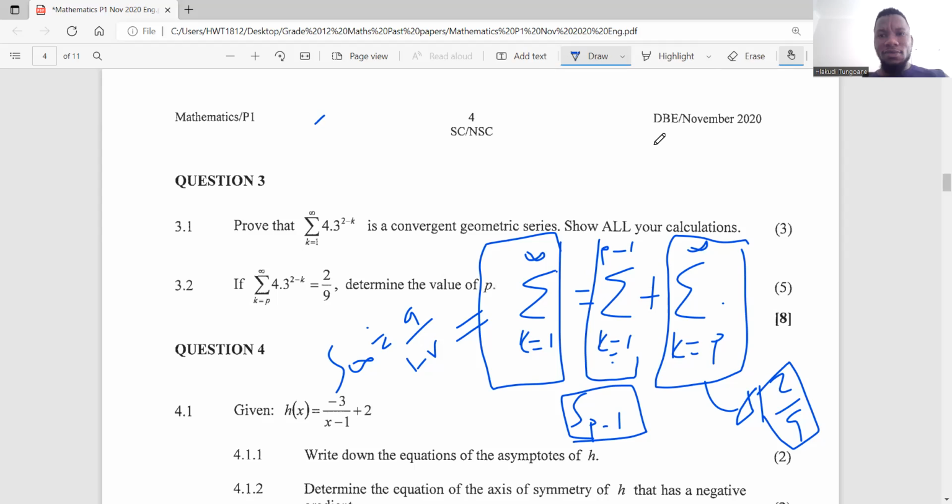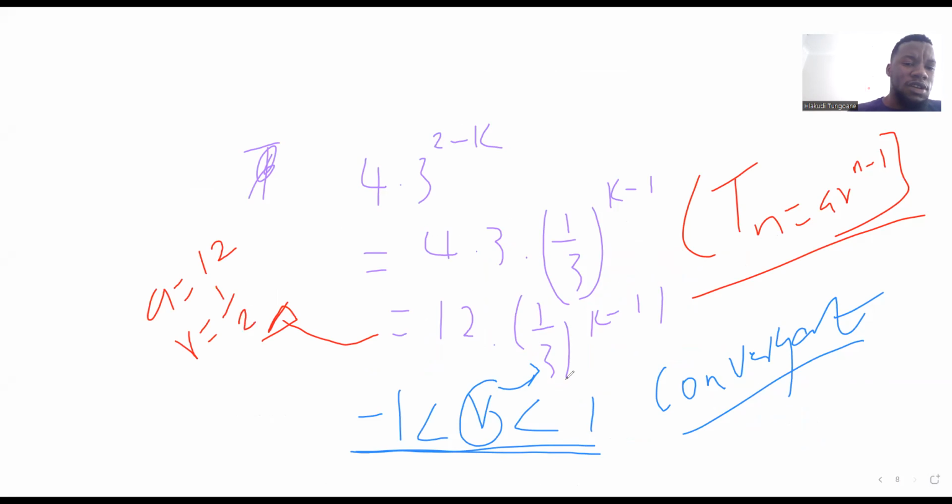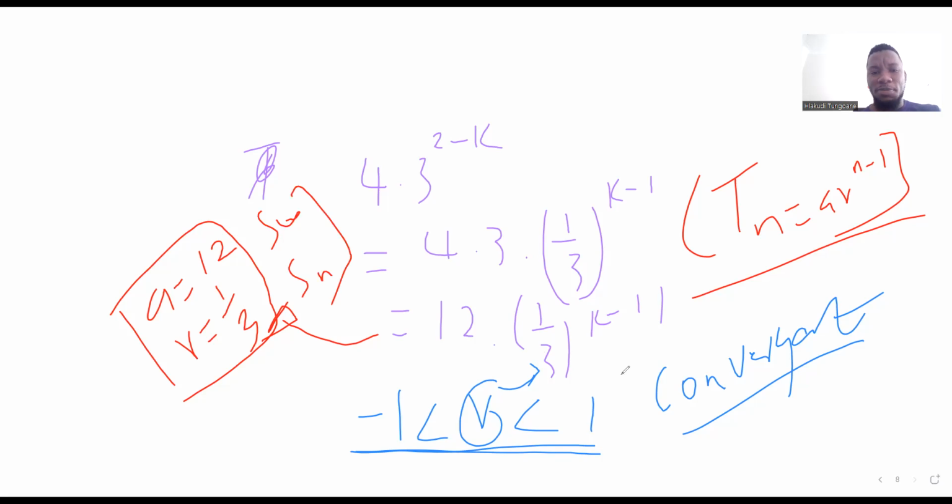Okay, so let's open our whiteboard. Before we go to another page, from here we can tell that A equals 12 and R equals 1 over 3, for this sequence. So these are very important. You're going to need them for the sum to infinity and the SN formula that you're going to use on the next page.